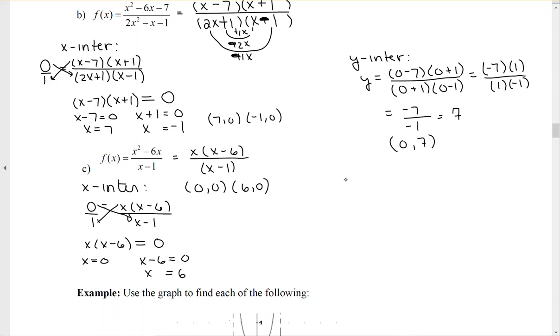Go to the y-intercept, and this is where I go back and let x equal 0. So y equals 0 times 0 minus 6 divided by 0 minus 1. 0 times anything is going to be 0 over -1, which is 0. So our y-intercept is also at 0, 0.